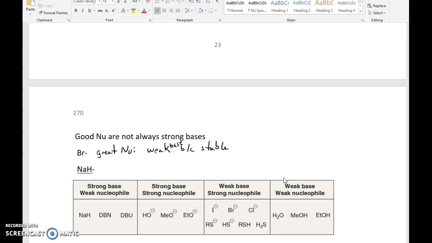Sodium hydride is a poor nucleophile because it's too small to polarize. It's a very strong base because hydrogen is such a weak acid.